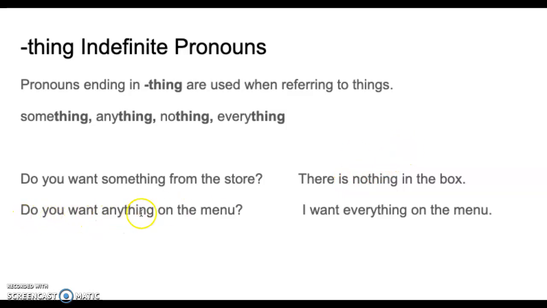Okay, do you want anything on the menu? Anything would be my indefinite pronoun. And then last of all, I want everything on the menu. Everything is my indefinite pronoun because it's not telling you exactly what. It's not specific, but it is telling you that it's everything, anything.